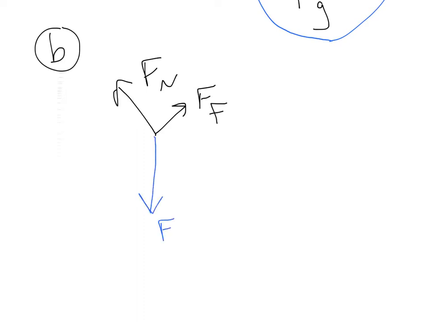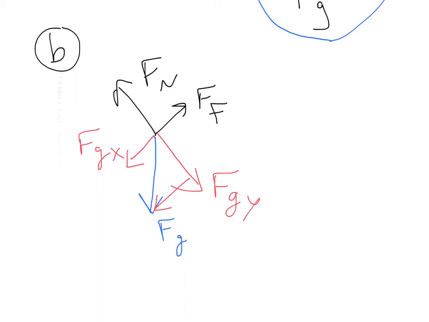So we'll have the normal force out of the hill, the friction force up the hill, and we're going to take gravity and break it into a component that is into the hill. We'll call that FGY, and a component that goes down the hill. And I'll redraw that up here and call that FGX.